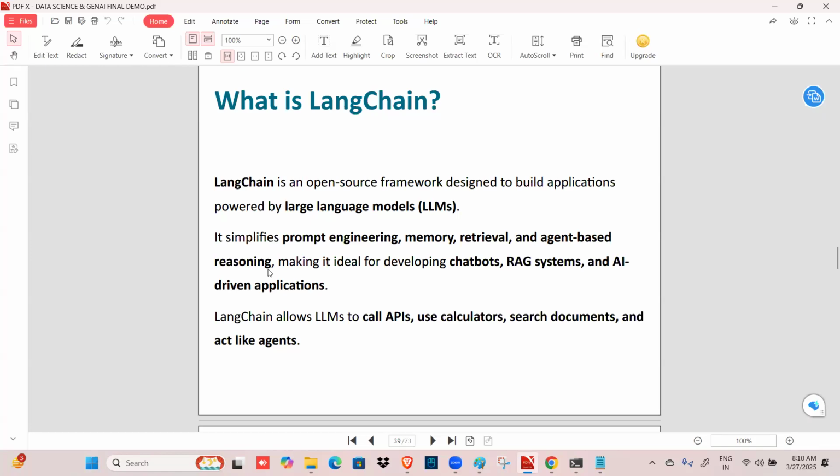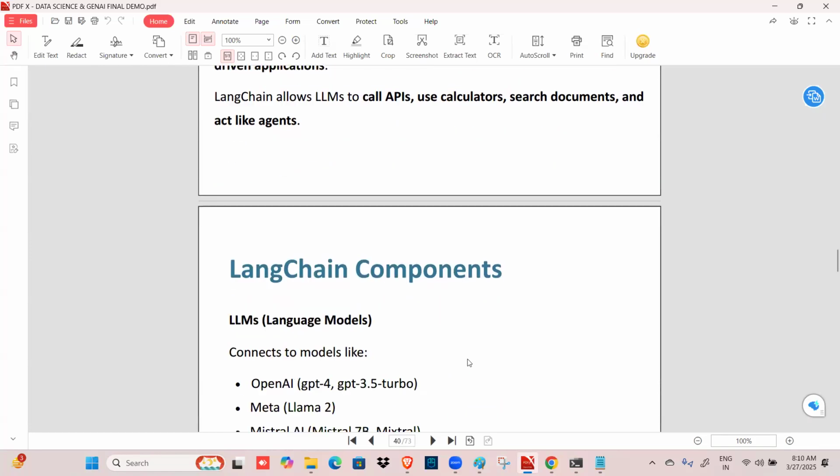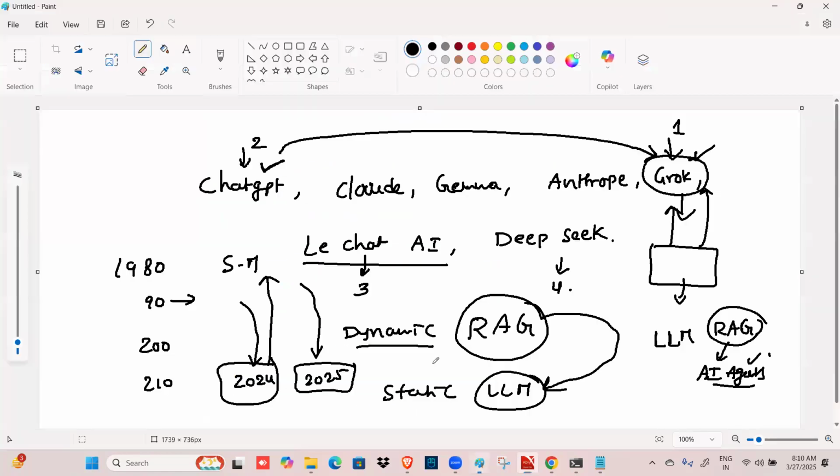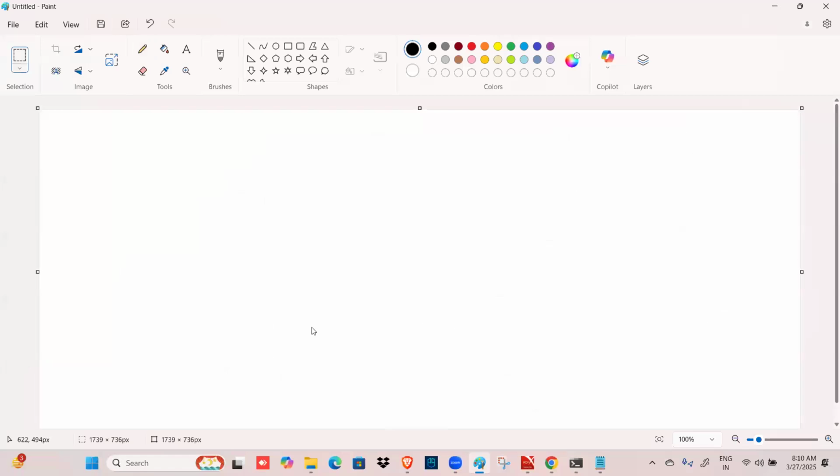So what is meant by prompt, what is meant by memory, what is meant by retrieval, what is meant by agent-based reasoning, all these things we are going to learn, making it ideal for developing chatbots, RAG systems, AI-driven applications. So LangChain allows LLMs to call APIs like application program interfaces, use calculators, search documents, and act like agents. Okay. Here again, there are two different types of models we can create.